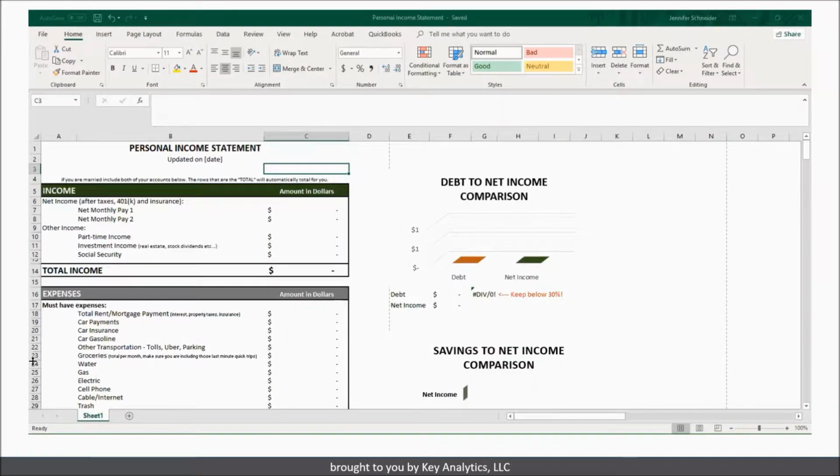Okay, so let's dive in here. You've got the spreadsheet open and you should see a couple different tables, one for income and one for expenses. You're going to start entering information that applies to you. Not all of this may apply. Sometimes you might even need to add a row or change the labeling on some of this.